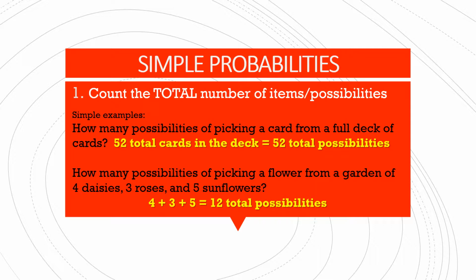Now another example is how many possibilities of picking a flower from a garden consisting of 4 daisies, 3 roses, and 5 sunflowers. Well, 4 daisies, 3 roses, and 5 sunflowers is a total of 12 flowers, just any kind of flower. So there are 12 possibilities. If you just close your eyes and pick a flower out of this garden, there are 12 possibilities of flowers that you could get.